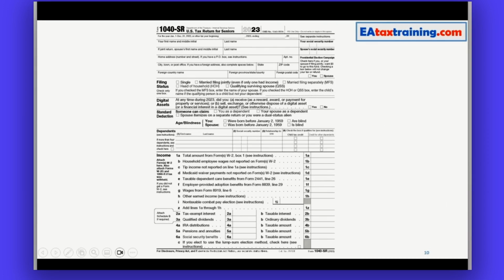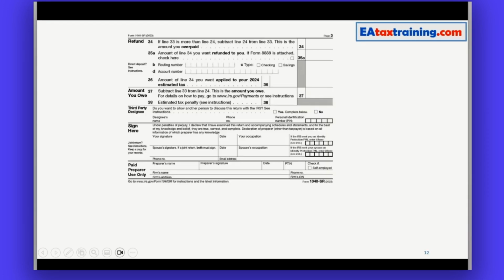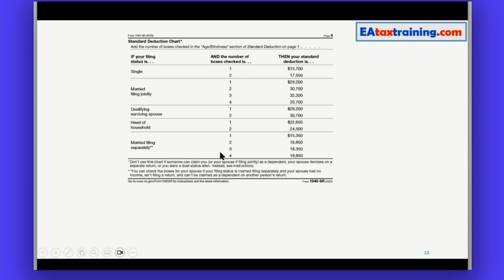Because the font size is larger, instead of being on 2 pages, it takes 3 pages to get to the same bottom line. They also add, for the convenience of the senior, this 4th page, which is just a chart of the standard deductions. The standard deduction amounts are not any different than they would be on the Form 1040. It's just that they're here as one page of the tax return for the convenience of the taxpayer so they don't have to go look these amounts up in the form instructions.